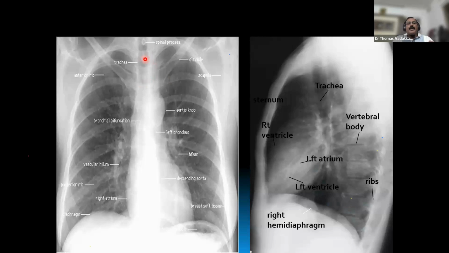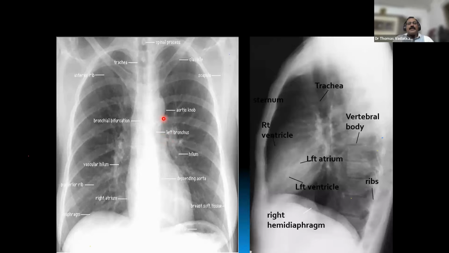This is a perfectly centered film which is not rotated at all. This is the tracheal shadow. You can see the right main bronchus and left main bronchus. Now the mediastinum, right paratracheal area: there is nothing, so there is no mediastinal widening over here. You can see this is the subclavian artery, this is the aortic knuckle, and below you will get the pulmonary trunk. This is the area for the pulmonary trunk.